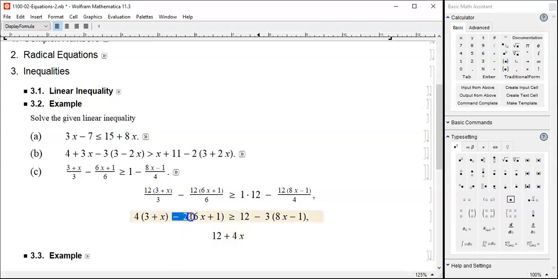And then, how about this? -2 times 6. -2 times 1. -12. And then -3 times 8. -3 times -1. Are you with me here? Be careful about the signs.